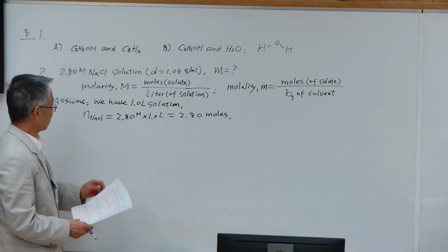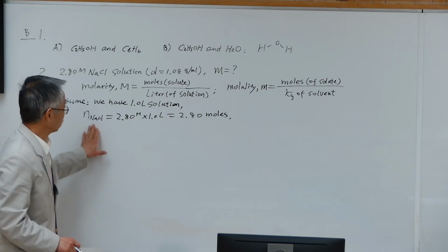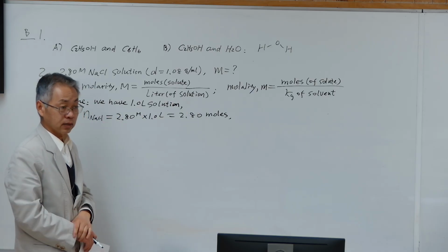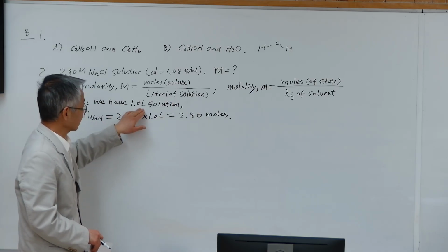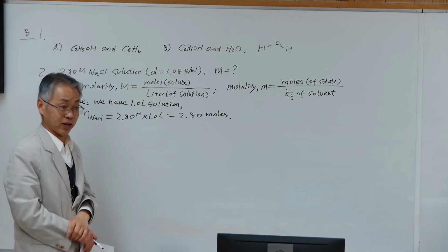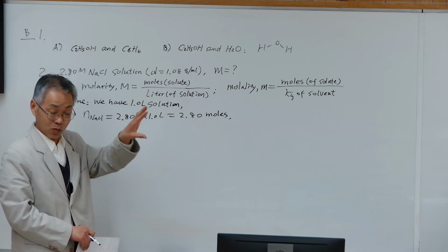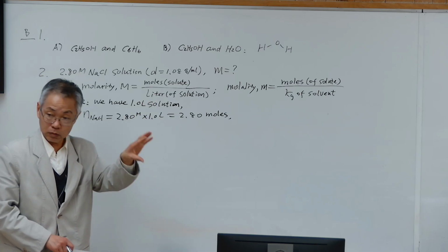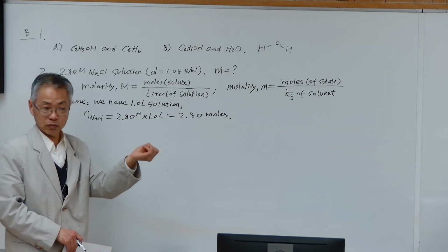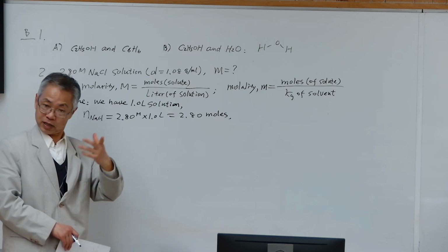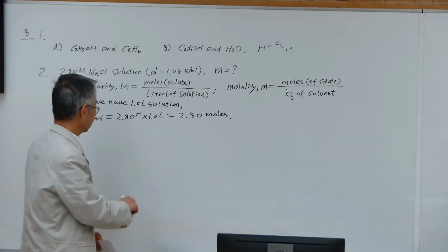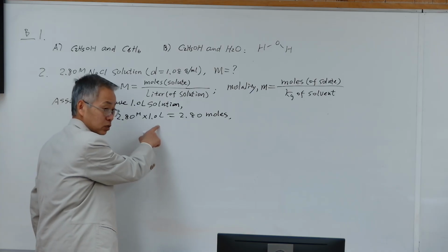If we can find moles of solute and convert to mass, and if we can find the mass of solution, then mass of solution minus mass of solute is the mass of solvent, right? Solution is solute plus solvent. We find the mass of solution, we find the mass of solute, subtract, and get the mass of solvent. Okay, so we convert these moles to mass first.